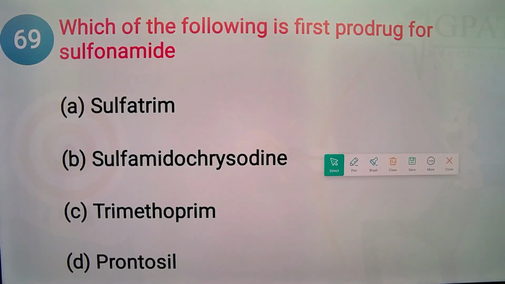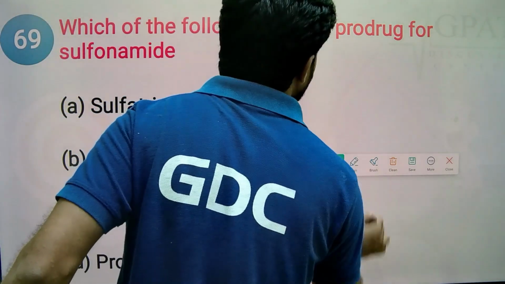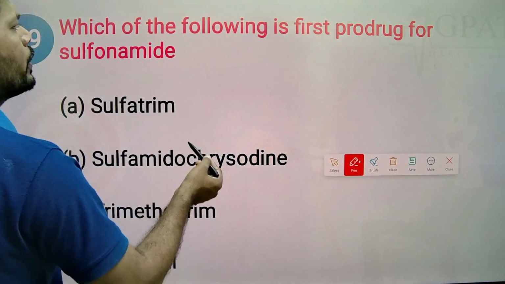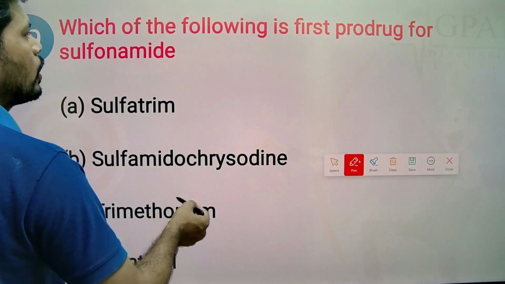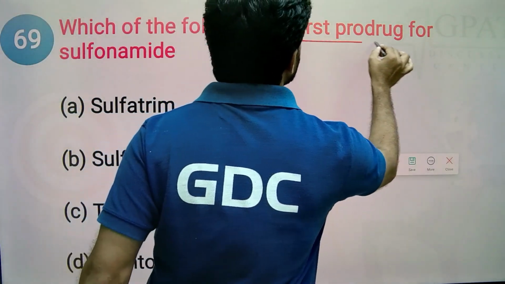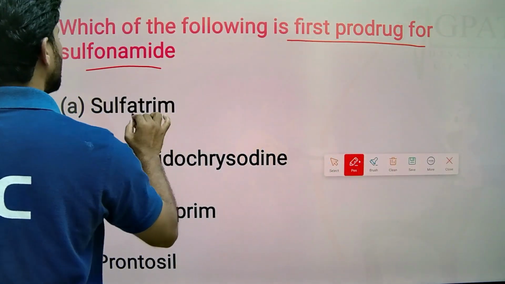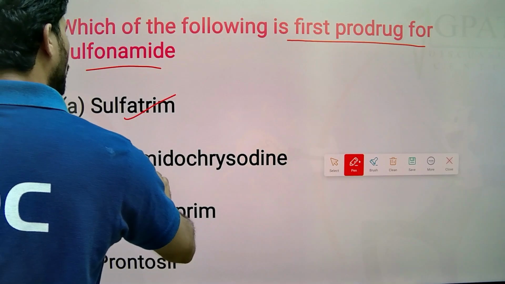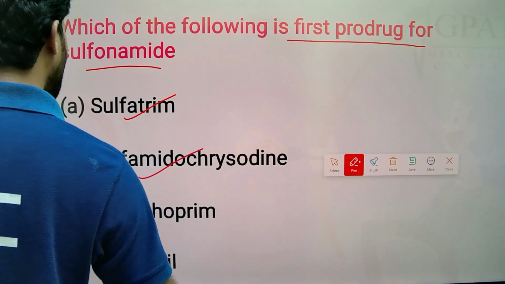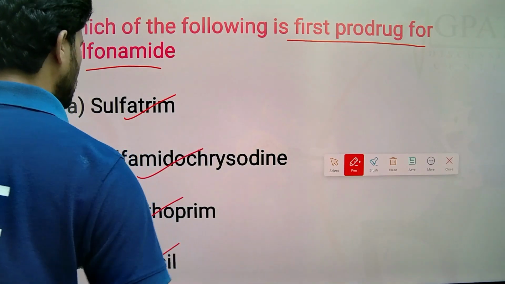The next MCQ: which of the following is the first prodrug for sulfonamide? Options are sulfatrim, sulfamidochrysotile, trimethoprim, and frontacil.